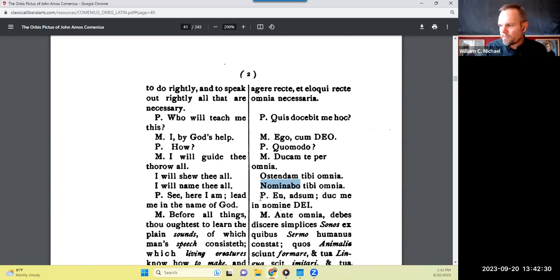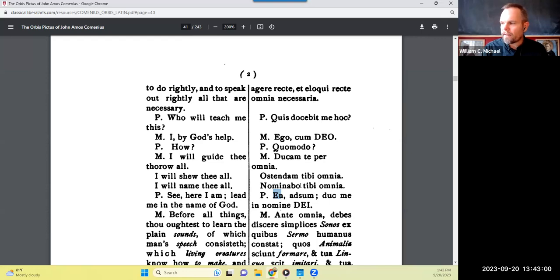And then the boy responds and says, En ad sum. Duc me in nomine Dei. En ad sum. En is sort of an interjection. If you know what an interjection is, it's just sort of like an expression, like, hey, look. Ad sum, here I am. Ad sum is a combination of two words. It means I am at, or I am before you. Here I am. Ad sum.